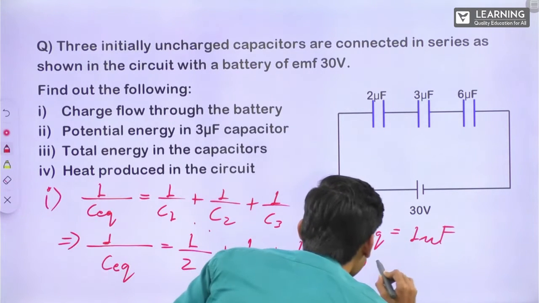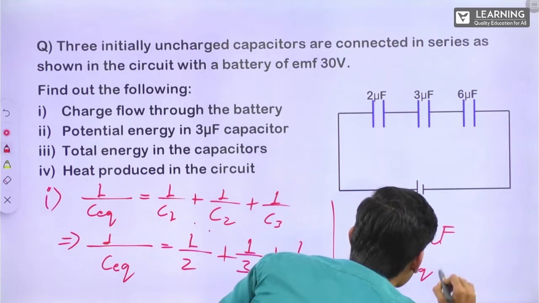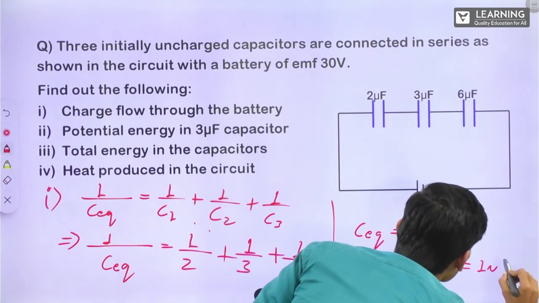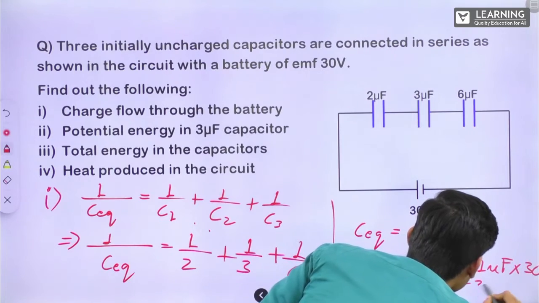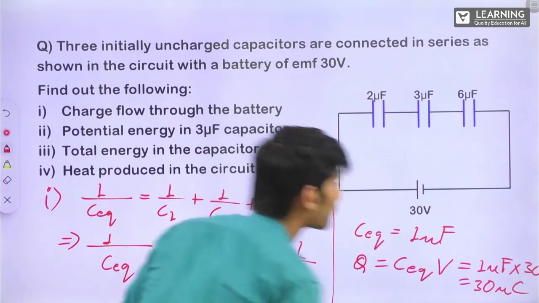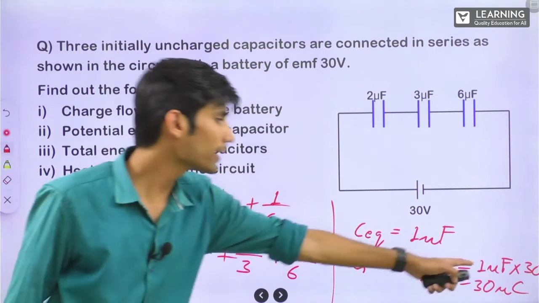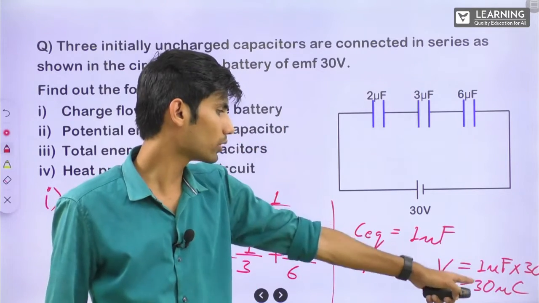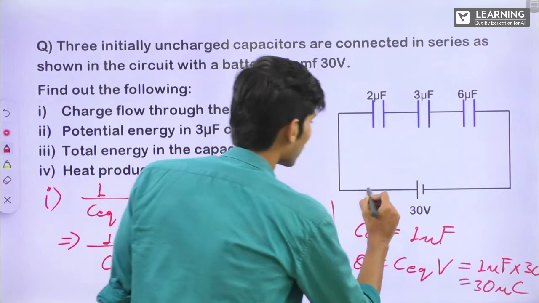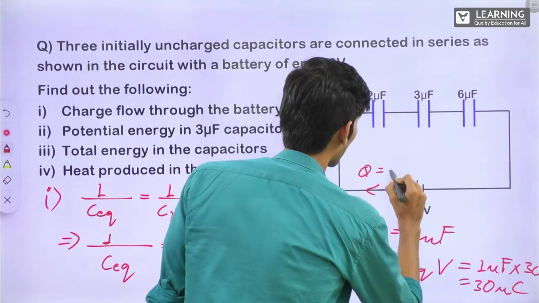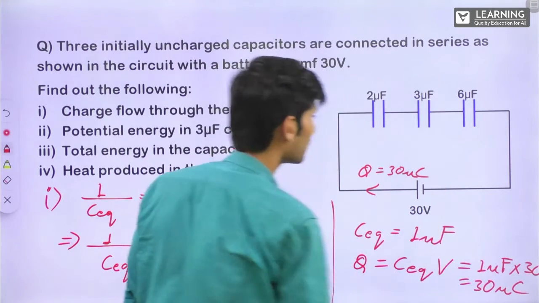Q is equal to CV. That is equal to 1 microfarad into 30 volt. That is equal to 30 microcoulomb. Farad into volt is coulomb, micro will be there. So Q is equal to 30 microcoulomb. Clear?